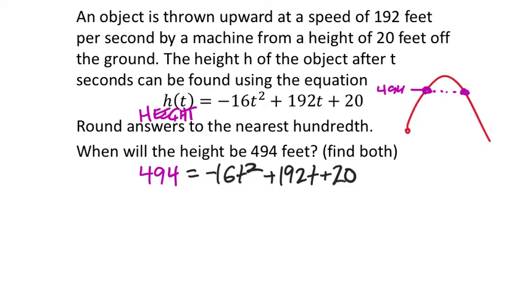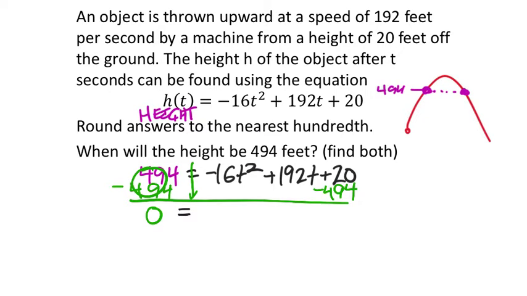So we've got to solve this. And like we saw on that last slide, if we're solving, in this case, for the independent variable t, which would also be an x, then we want to make this equal to 0 so that we can use the quadratic formula. So I'm going to subtract 494 from both sides in order to make this equal to 0. Okay, so I do now have 0 equals negative 16t squared plus 192t, and this then becomes negative 474.